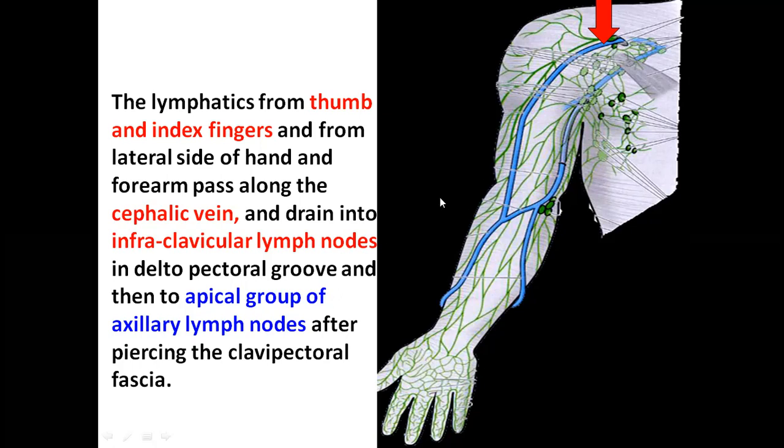So what are the structures piercing the clavipectoral fascia? Try to recollect them. Again, it's a 3 marks question, isn't it? The cephalic vein, the thoracoacromial artery, the lateral pectoral nerve, and lymphatic vessels. You have studied that. These lymphatic vessels started from the thumb and index finger, moving along the lateral side of the forearm, then the arm, the cephalic vein route, that is the deltopectoral groove, piercing the clavipectoral fascia, finally draining into the apical group of axillary lymph nodes. That finishes the superficial lymphatics.